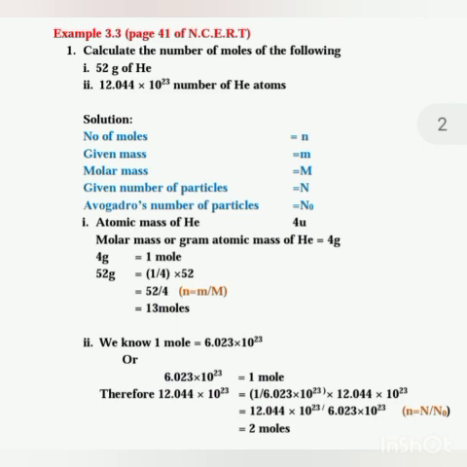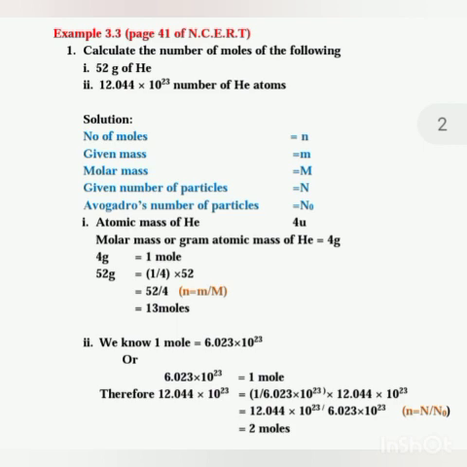But if I convert it into gram atomic mass, if I say 4 grams, then what does it mean? It does not mean that 4 grams is the weight of 1 helium atom. It means 4 grams of helium contains Avogadro's number of particles, which is also equal to 1 mole of substance.